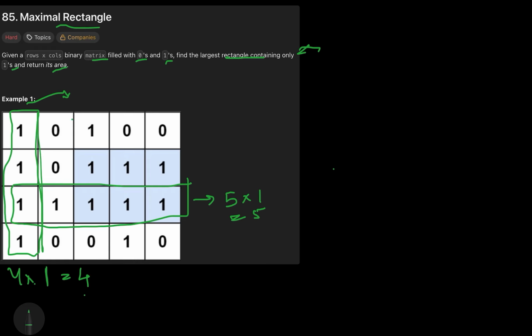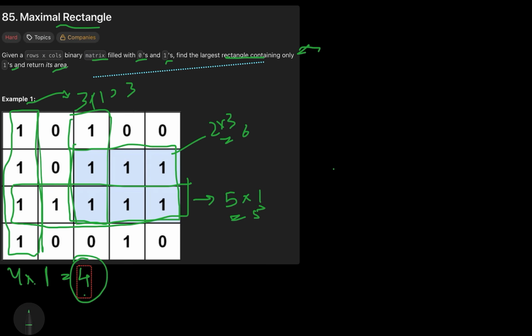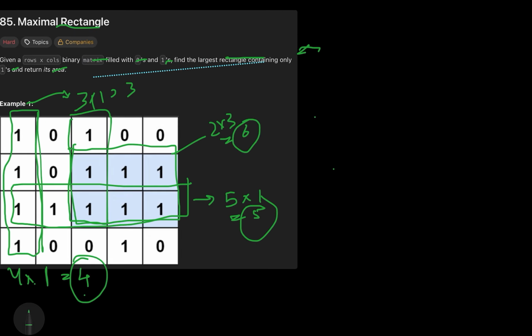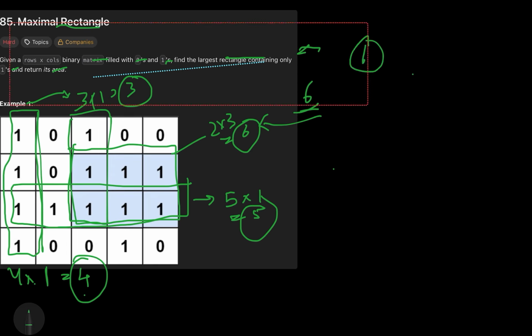Another rectangle could be this one also. Its area would be 3. Another is this one. Its area would be 2 cross 3, which is equal to 6. So among these, which is the highest area rectangle? It is this one, which is 6. So we have to return this area 6.